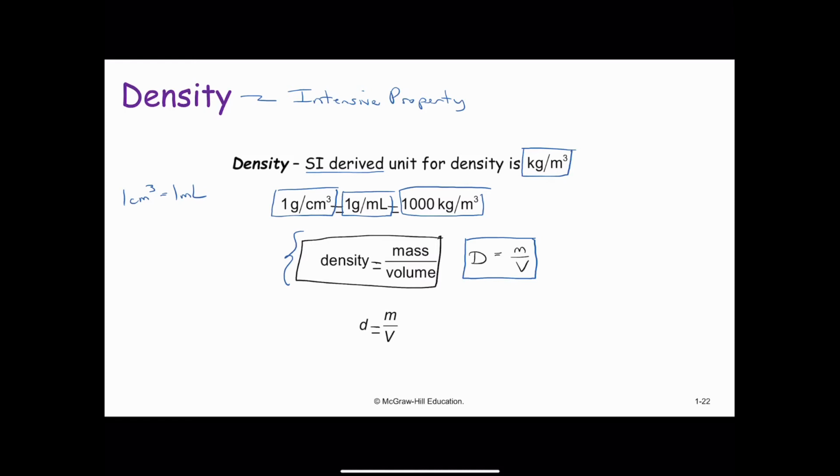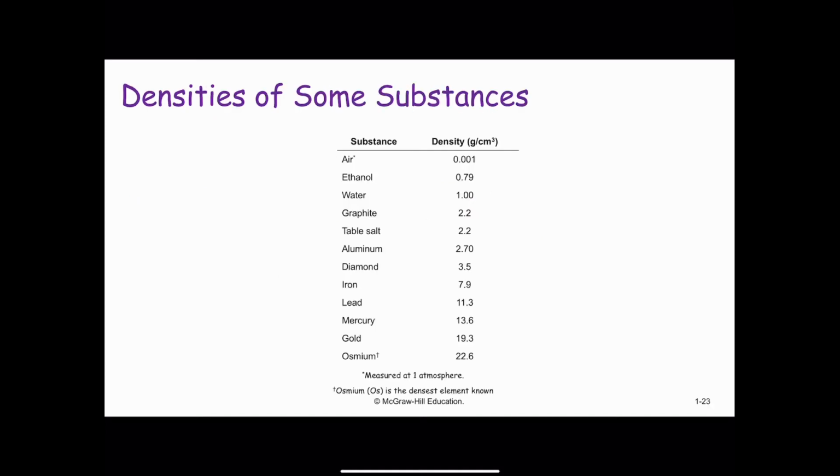So that means that if I have 1 centimeter cubed or 1 milliliter of water, or if I have 10 liters of water, the density is going to be the same, again, because it's an intensive property. This table lists the densities of several substances. For example, you can see that water has a density of 1.00 grams per centimeter cubed. Now this is measured at 1 atmosphere, so that's basically at sea level.